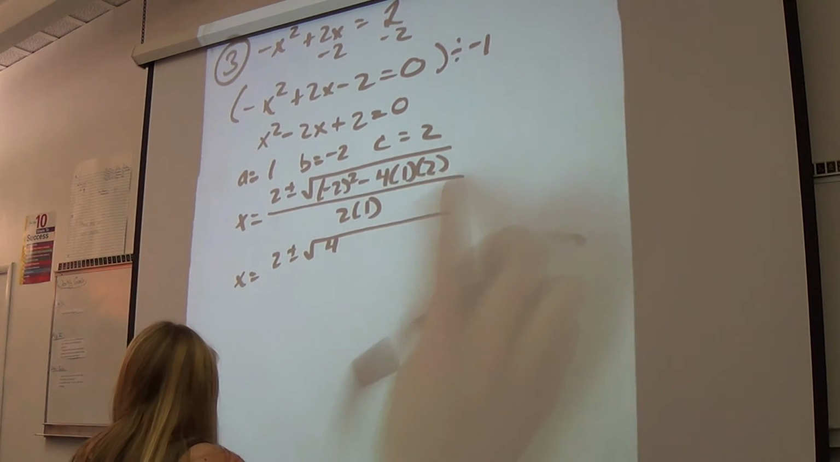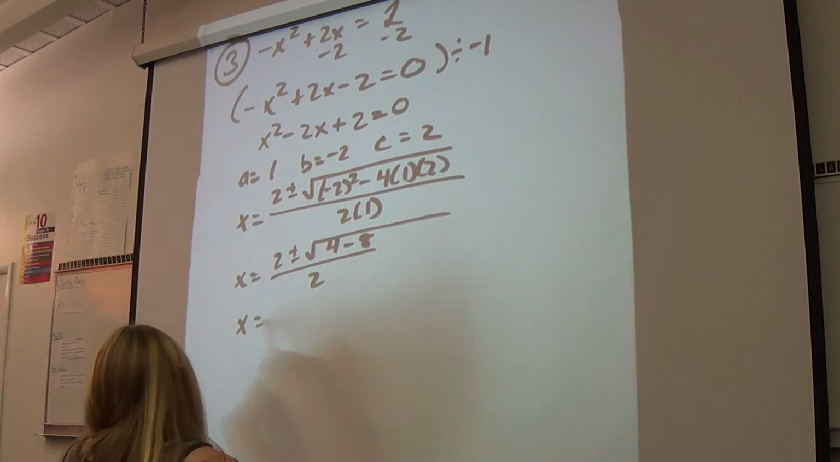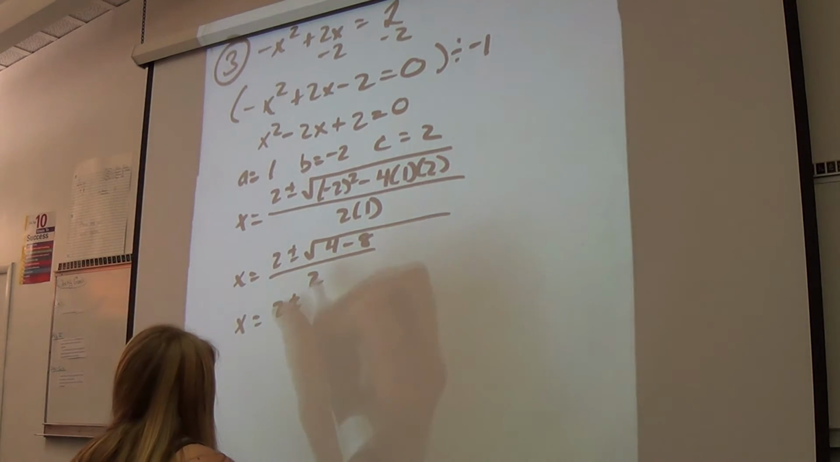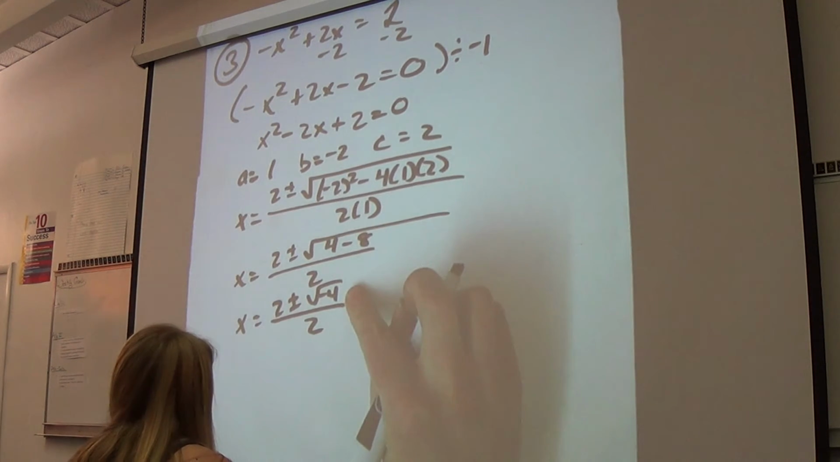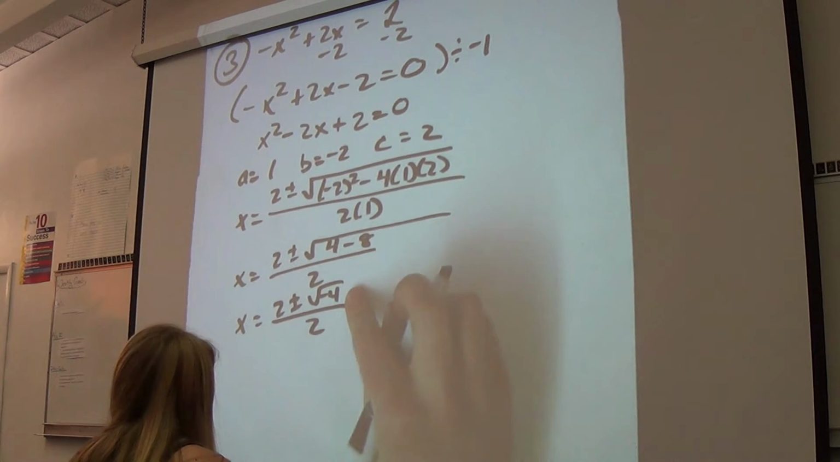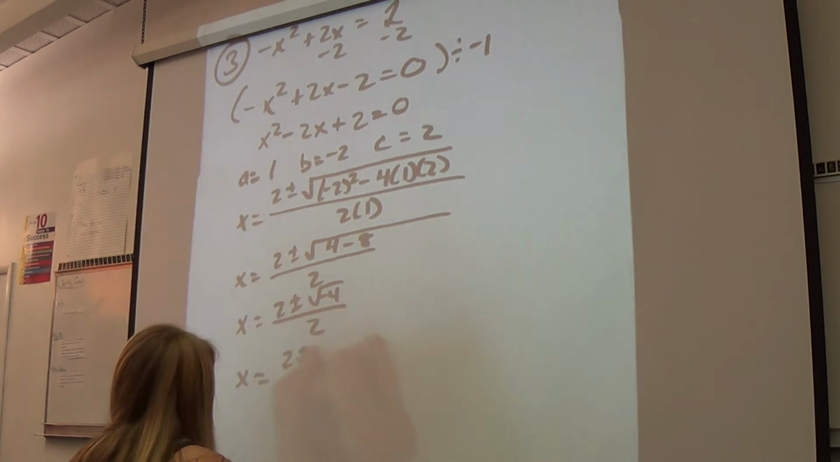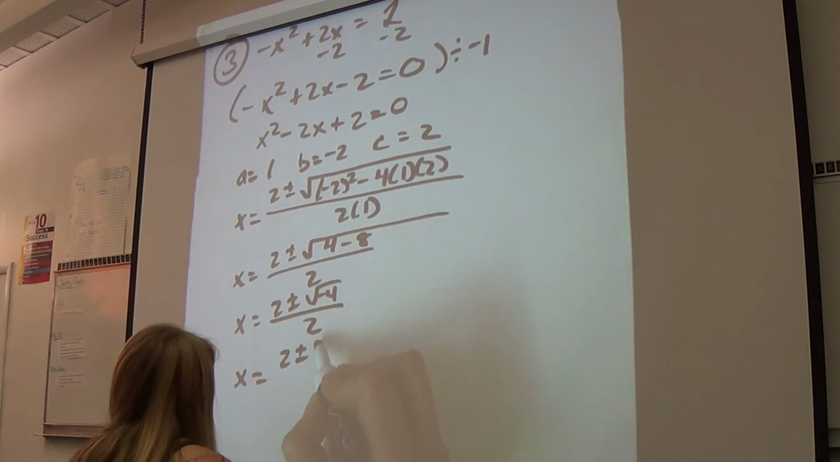-4 times 1 times 2 is a -8. What is 4 minus 8? -4. What happens if I have the -4 inside? Yeah, I get an imaginary number. In Algebra 1, we stopped and called it no solution. You're higher than that, you're better than that. We go on into imaginaries. That gives me 2 plus or minus what? Plus or minus 2i.